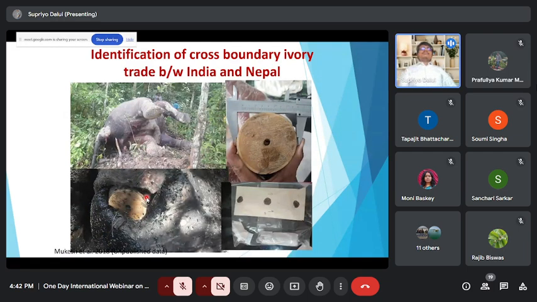At the same time, we received the news that an elephant had been killed in Nepal. It was a sheer coincidence that at the same time we received elephant ivory, an illegal wildlife product, from New Jalpaiguri, and a few days earlier an elephant had been killed in Nepal. So the natural question was, is it the same elephant or not? This was a very interesting case where we had transboundary collaboration between the two governments of Nepal and India, and we tried to find out if this was the same elephant that had been killed in Nepal.